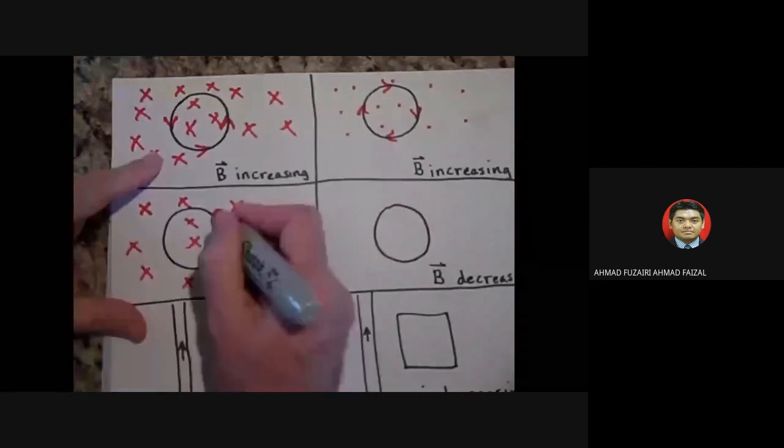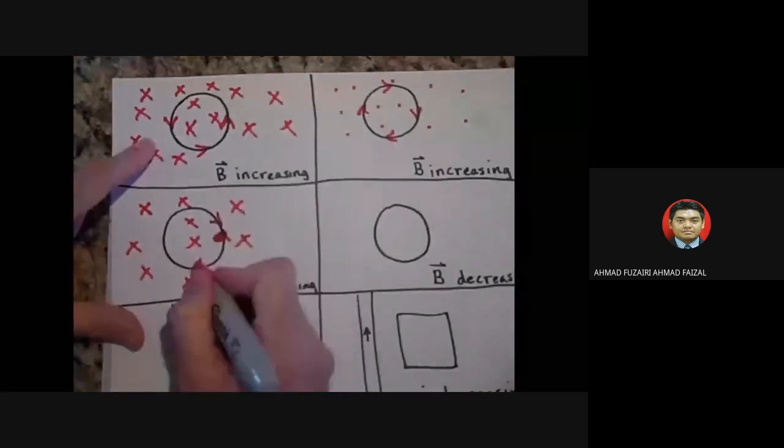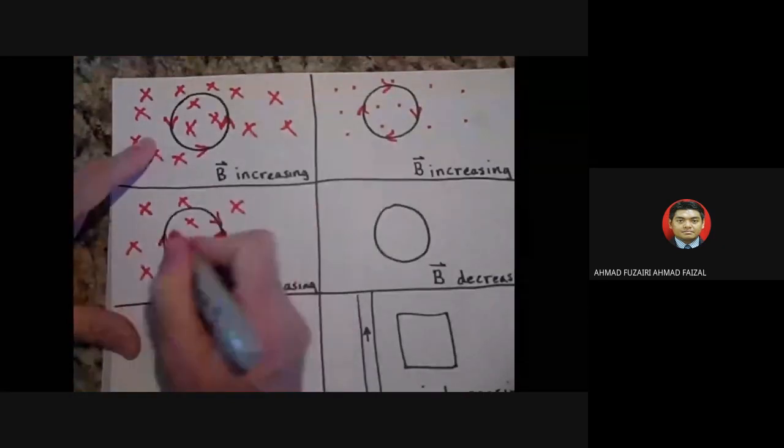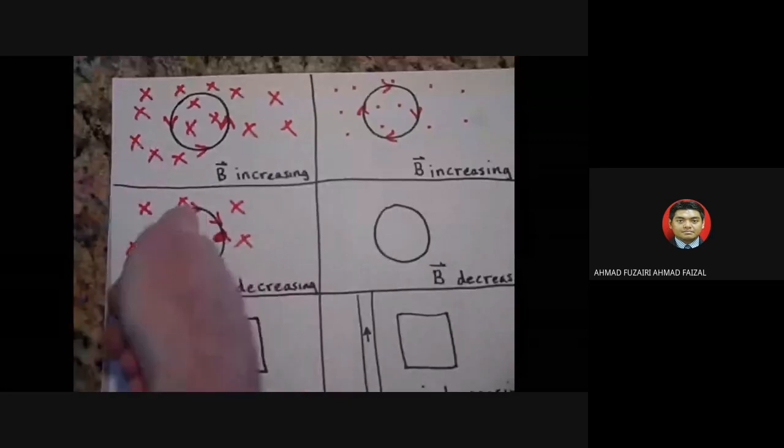Hope you didn't stop that short. See how that makes its own X's now? Why does it want to make X's? Because these X's are disappearing.